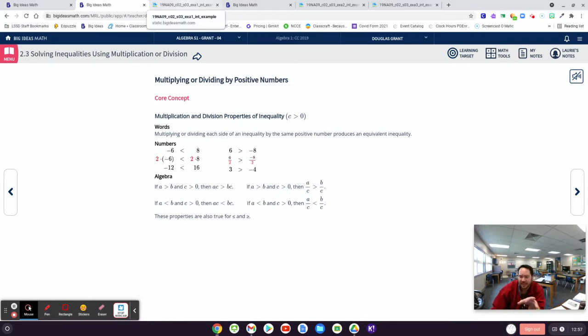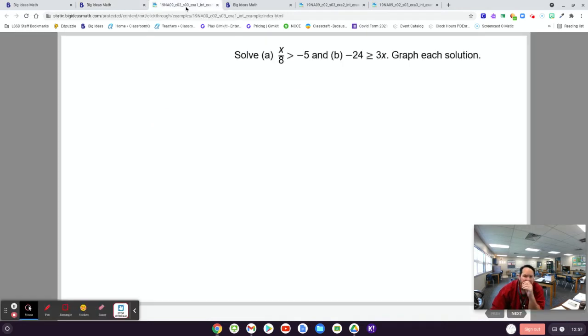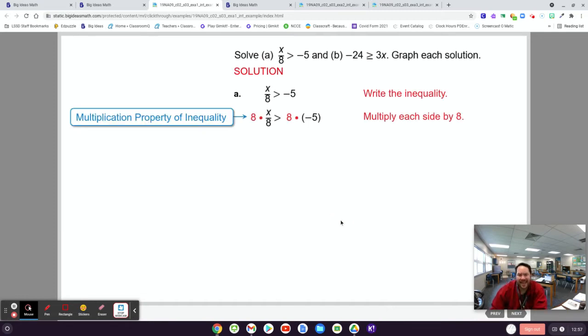Again, if you want to pause the screen, take some notes, go for it. So if we're going to solve x divided by 8 is greater than negative 5, what is a good first step to get x by itself? Okay, clicking. There we go. So yeah, you want to multiply each side by 8. That'll get rid of the 8 over here, and you'll just have x is greater than negative 40.